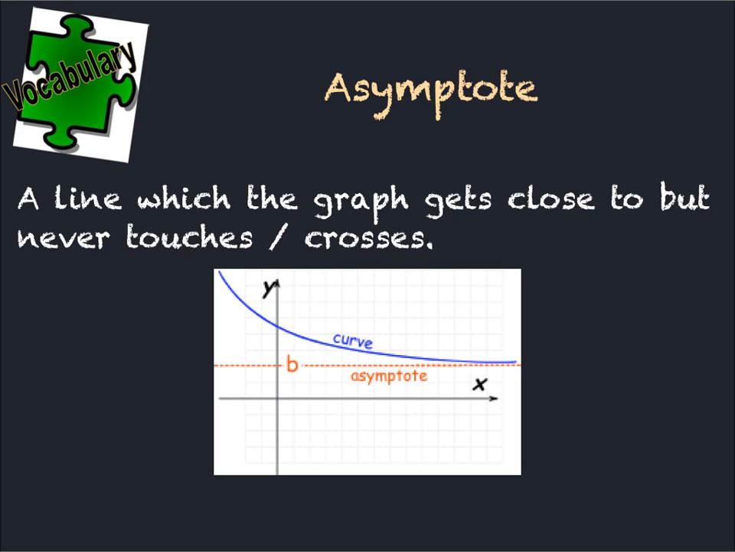So an asymptote is a line which the graph gets close to but never touches. And here's an example of asymptote, but I feel like it'd be better just for you to see an actual problem that we work out where you could actually see the asymptote and work it out on your own. So we are just going to move on to our first example.